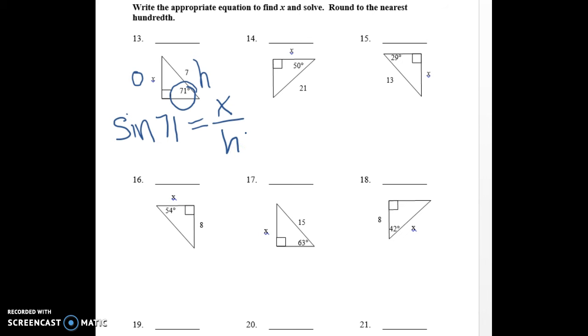Then from there, to solve, remember that if the x is on the top, you multiply the bottoms. Why did I put an h there? It is an h, but in this case it's 7. So you're going to multiply 7 times sine 71 for your final answer. Look, I'm trying to pick ones that are different.